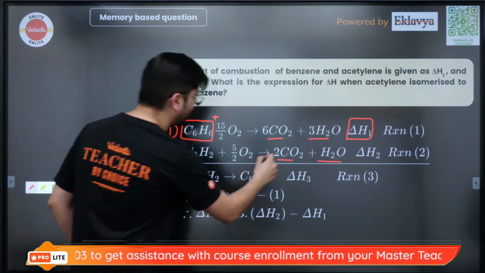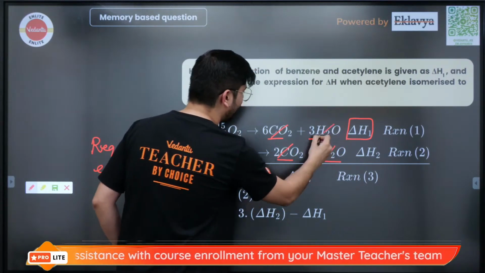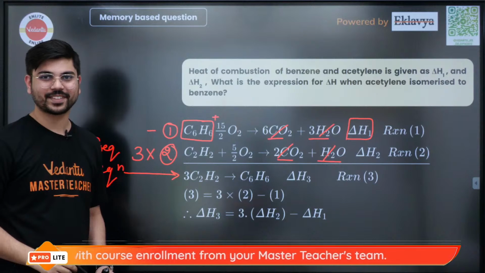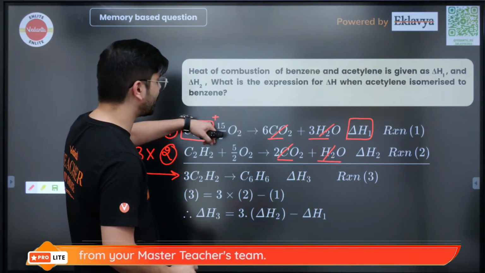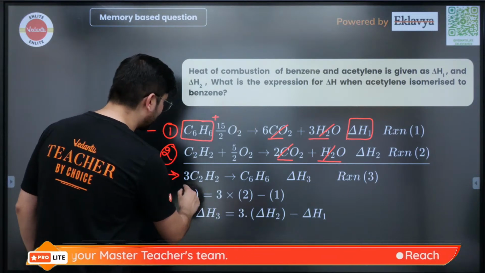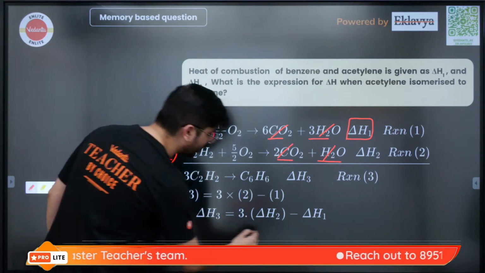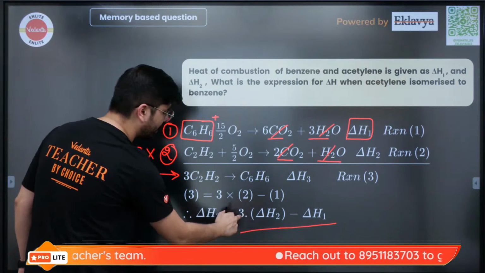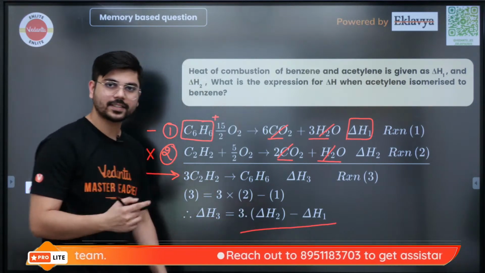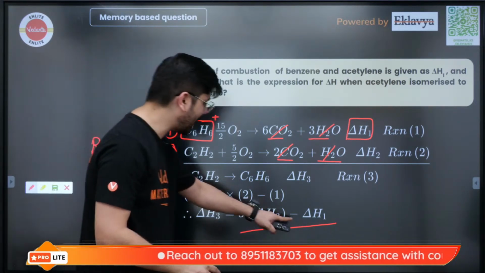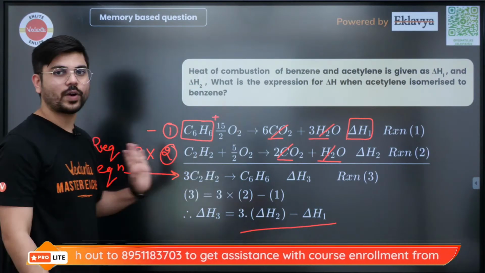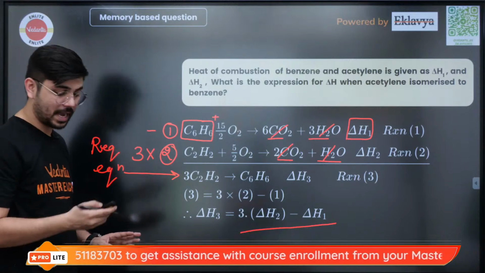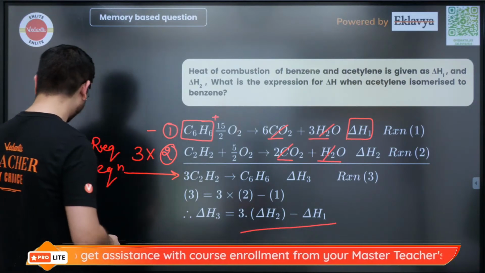Reason being, I want to get rid of these. I want to cancel these. So I'll just multiply the second equation by 3 and subtract it from 1, and we will get the required equation. So the answer was 3 into delta H2, that is the enthalpy of the second reaction, minus the enthalpy of the first reaction. This question is also clear, I'm hoping and I'm assuming.